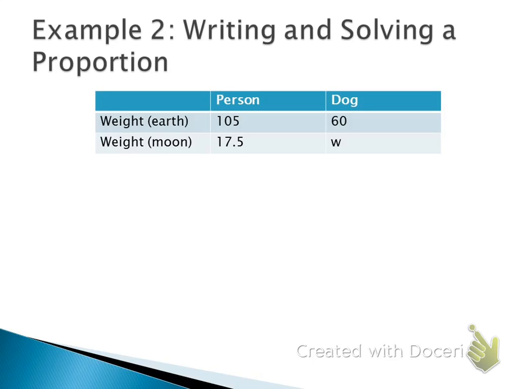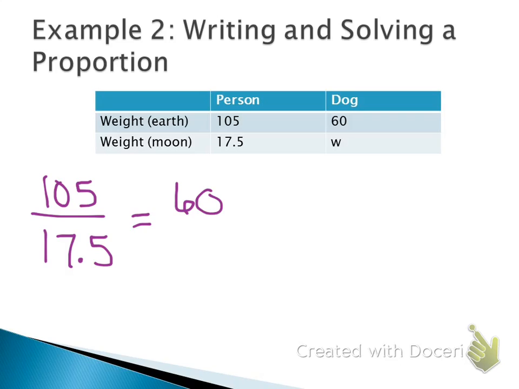Okay, now we could set this up several ways, but we've got to be comparing the same thing. So let's look at how we could set this up. Does anybody think they have an idea of a proportion that I could write from this table? Besides Chris? Anybody? No? All right, Chris, help us out. Okay, 105 over 17.5, and then 60 over W. That's exactly how I would do it.